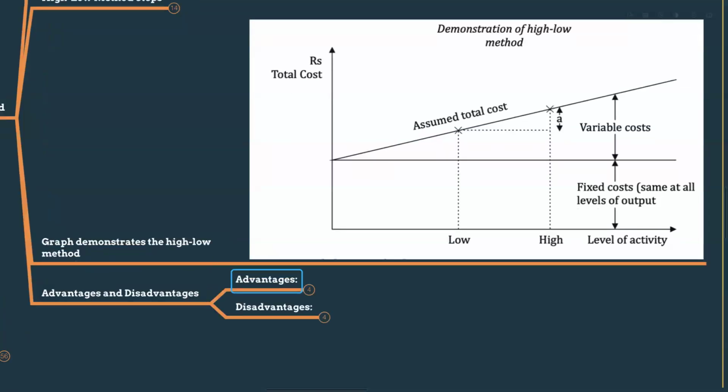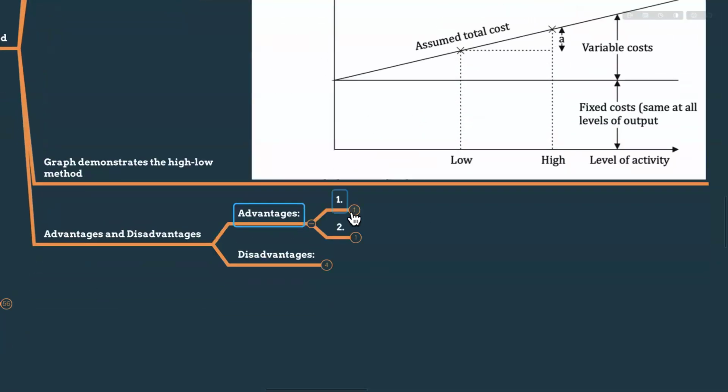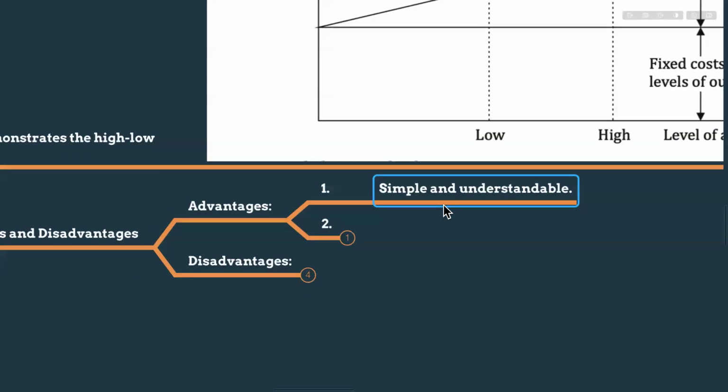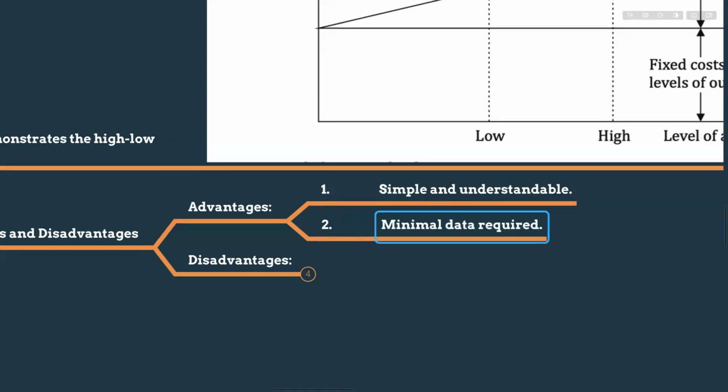And what are the advantages and disadvantages of the high-low method? The first advantage is that it's simple and understandable, right? They will give two activity levels and two costs related to them. We apply the formula, calculate the variable cost, determine the fixed cost, and answer the questions. Very simple and understandable. And minimal data is required. We only need 2 points: the highest activity level and the lowest activity level and the related costs.